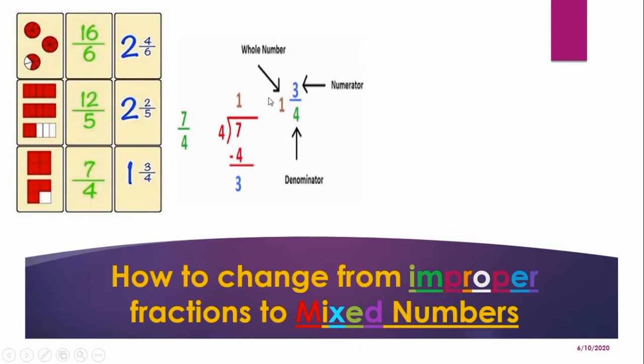So the ordering of the mixed number is as follows: the quotient number 1 we have to write as a whole number, and the remainder number in the top or numerator of the fraction, and keep the same denominator without change.